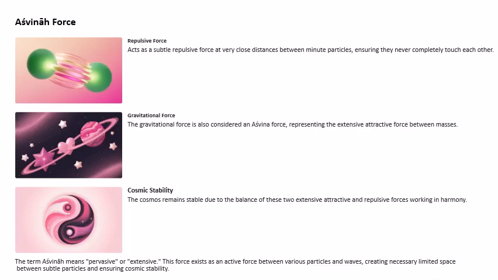But the source presents it as a duality. Cosmic stability, it claims, comes from the balance between these two aspects, the close-up repulsion and the long-range attraction, which is gravity. The name Ajna apparently means pervasive or extensive. So it kind of defines the space between things at the micro level while governing attraction at the macro level. Interesting balance. Okay, what's next?